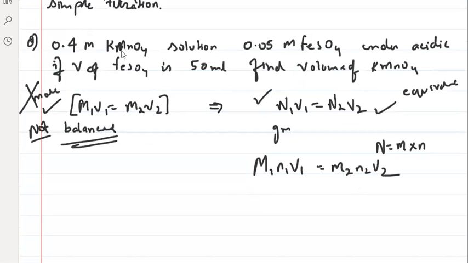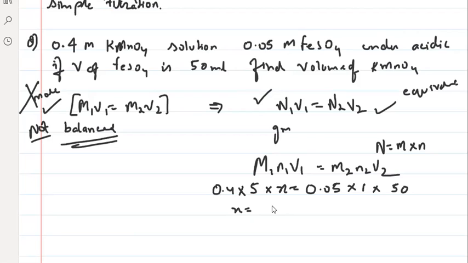Normality is molarity into n factor. The n factor of KMnO4 we know already: 0.4 into, in acidic medium, 5, into x, is equal to M2, which is 0.05. Fe2+ becomes Fe3+, so the valency factor is 1, into V2, which is 50. Can't you find x? So x is equal to 2.5 divided by 2, which is 1.25 milliliter.